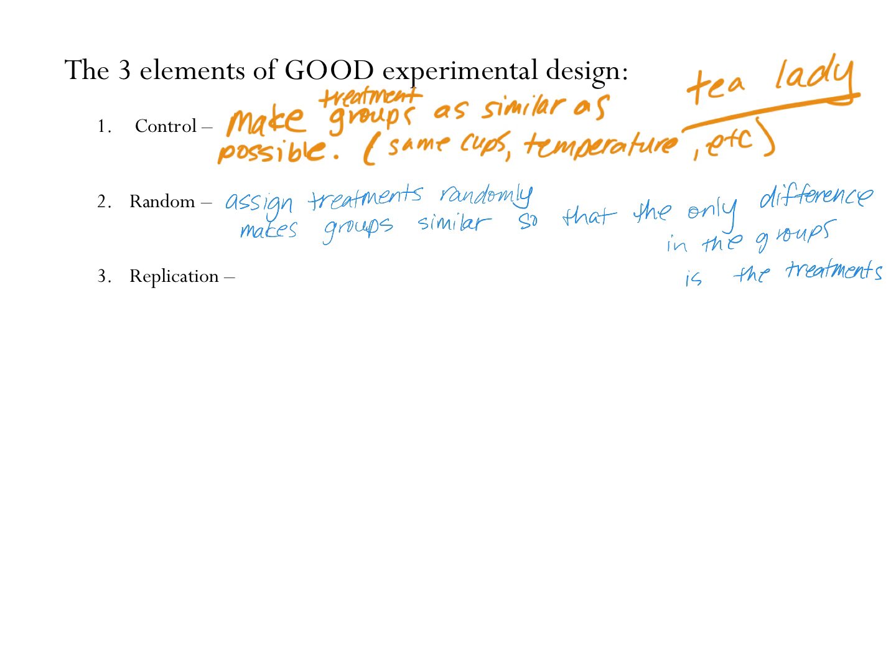All right, last thing. This again happened with the tea lady. If she got 3 out of 3 correct, would that have convinced you? 4 out of 4? Would 4 out of 4 convince you? 5 out of 5? 6 out of 6? 7 out of 7? Some of you weren't convinced at 8 out of 8. Some people wanted more trials. You with me?